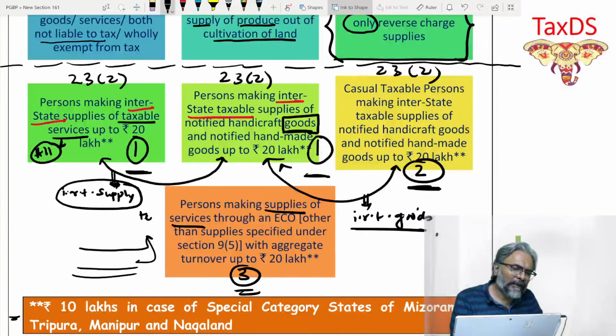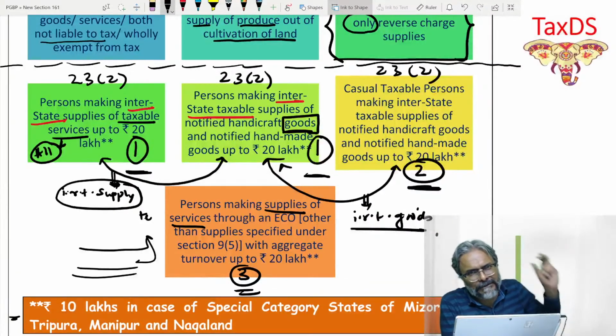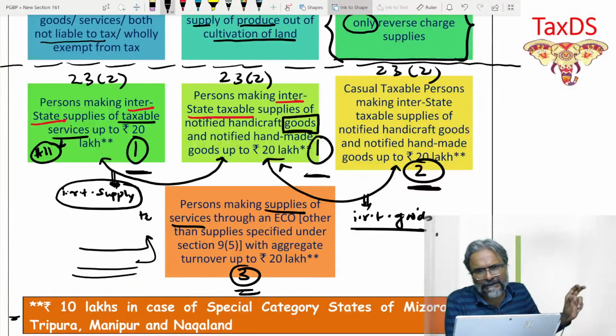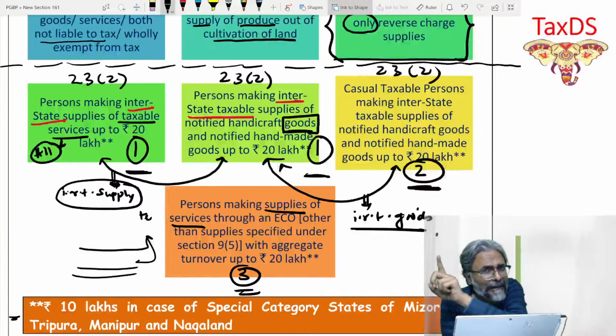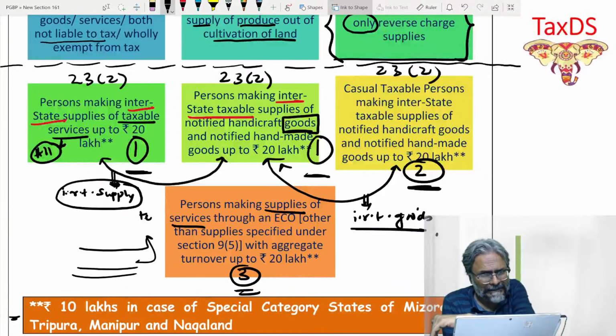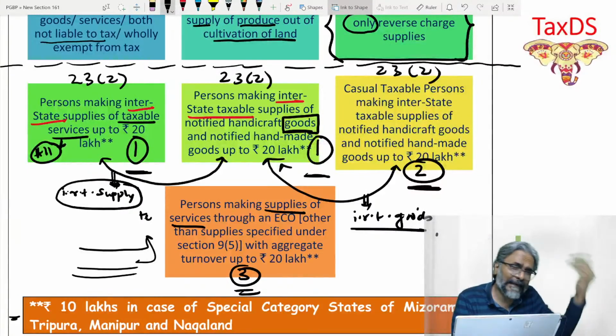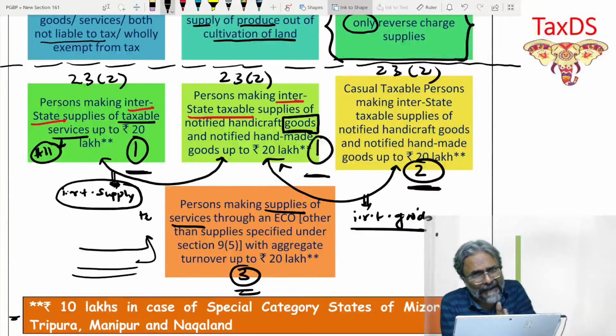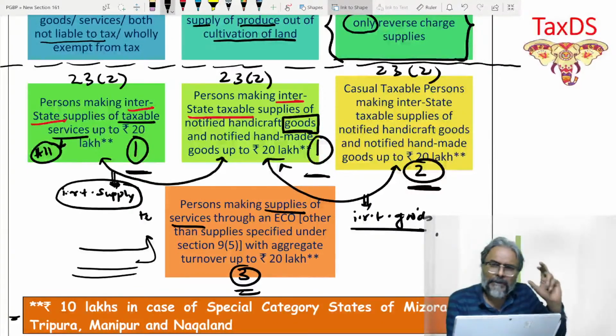Now, if you see the second one, students, person making interstate supplies of notified handicraft goods. So, interstate supply of services, any services, 20 lakhs. Goods, only handicraft or handmade goods. That is it. For that, the interstate supply 20 lakhs limit is available. So goods are limited to this, whereas for services, any services. Same way, a casual taxable person making an interstate supply of the same goods up to rupees 20 lakh. That is what it is in this regard.